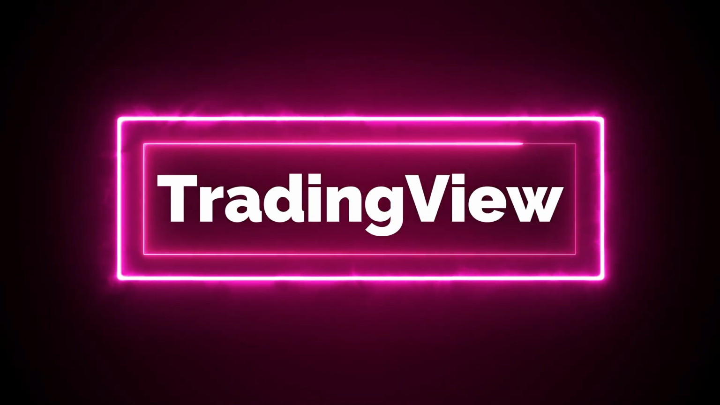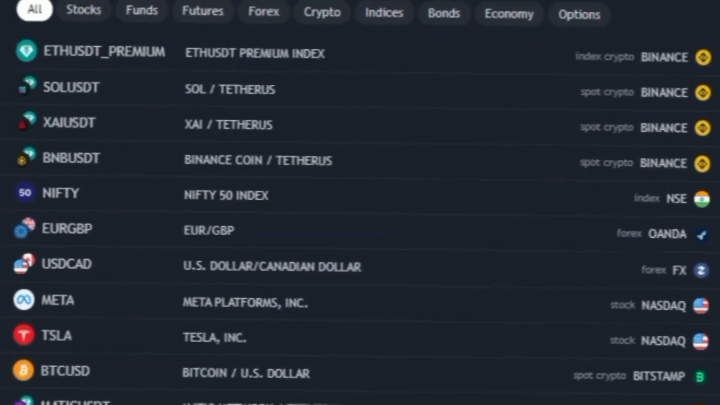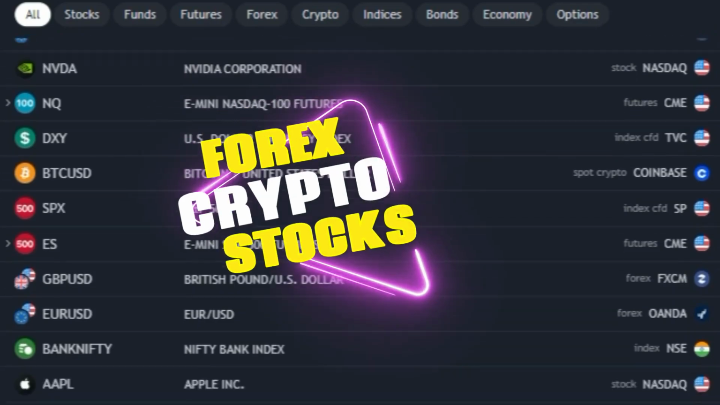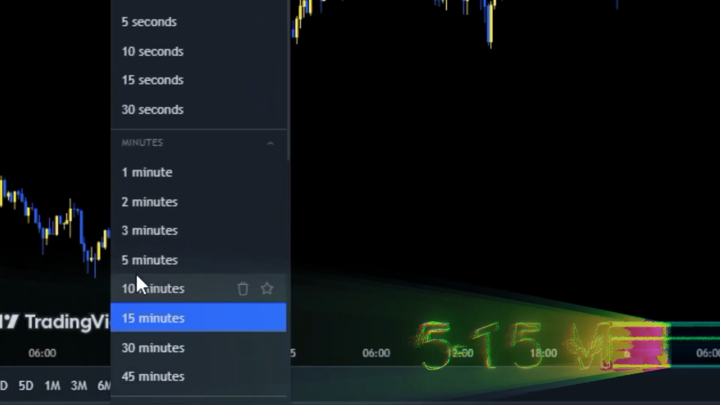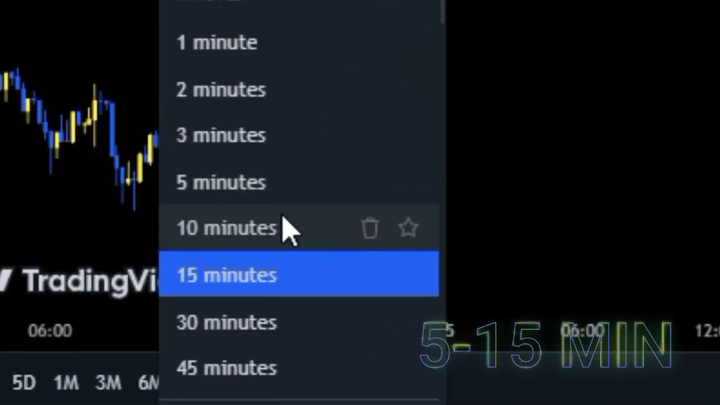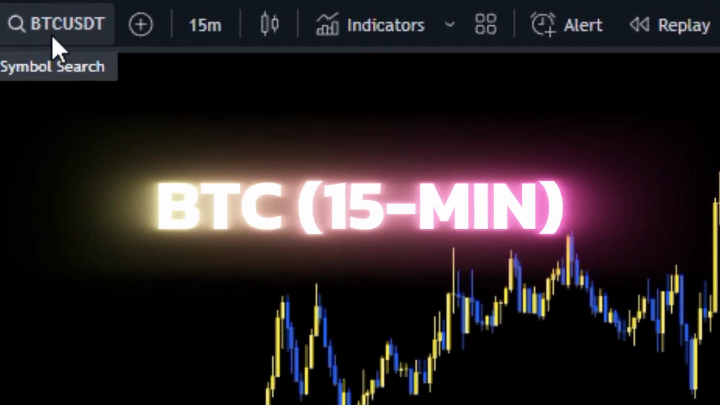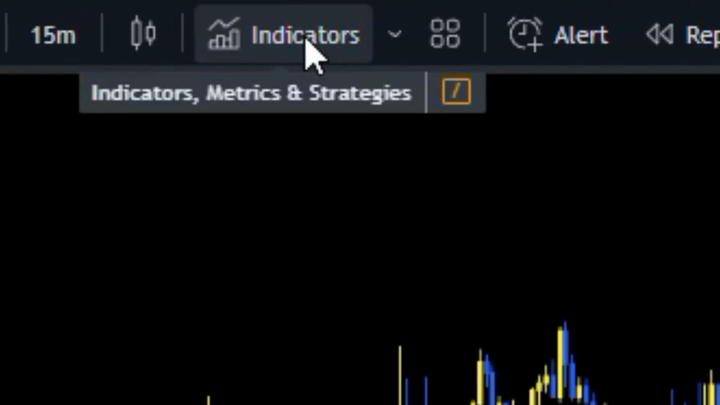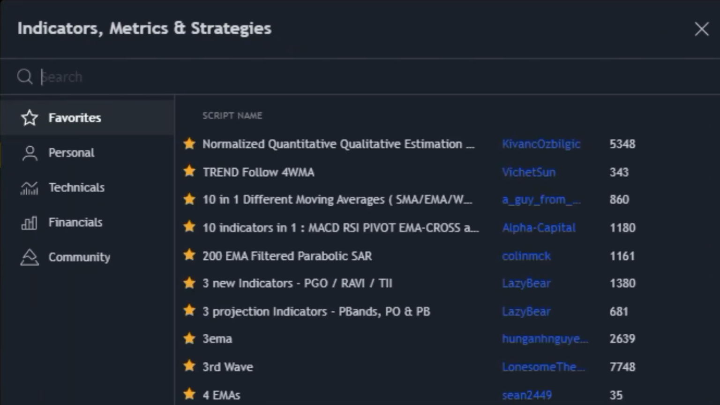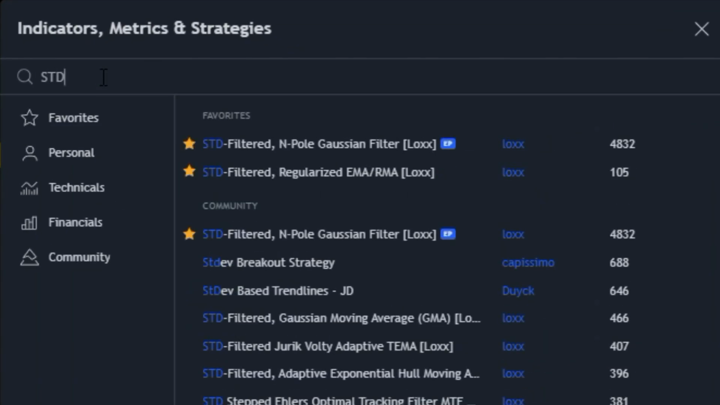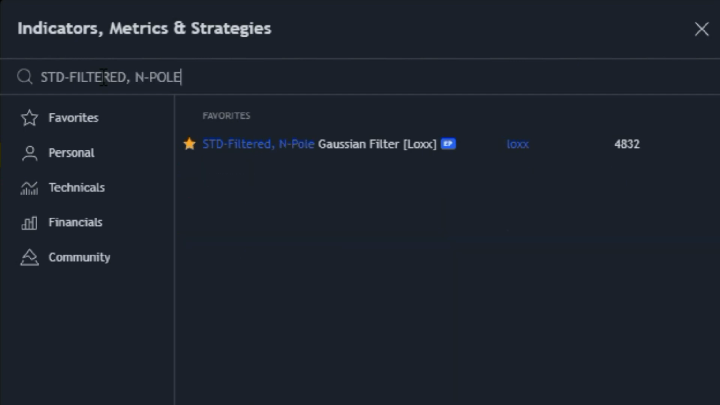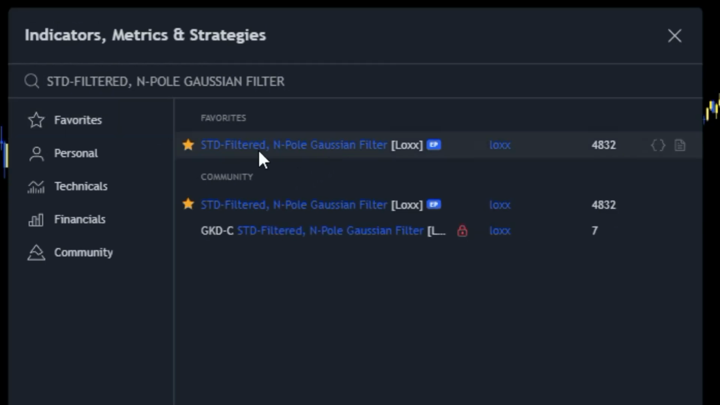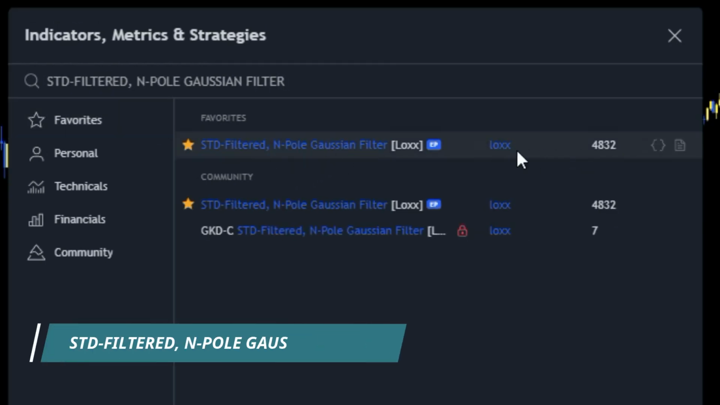So head over to TradingView.com and select any chart you prefer, whether it's Forex, crypto, or stock. For this tutorial, we recommend using a 5 or 15-minute time frame. Here, we'll use the Bitcoin 15-minute chart as an example. Next, navigate to the indicator section and search for the STD Filtered, Ehlers Gaussian Filter in the search bar. From the results, choose this one to add it to your chart.